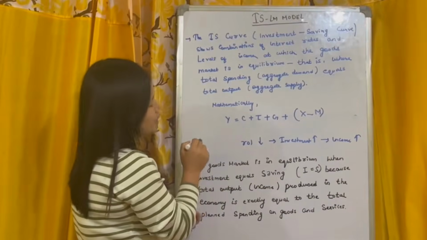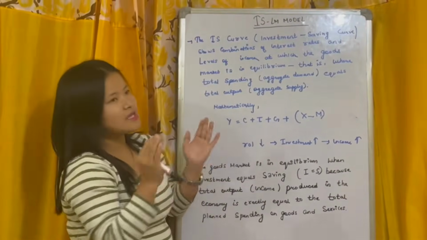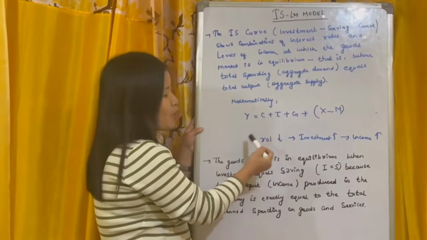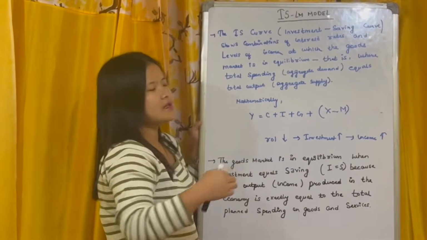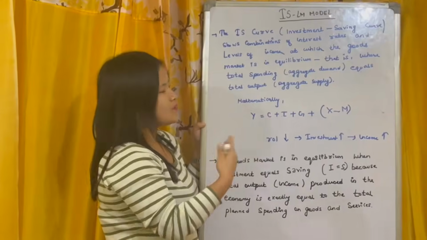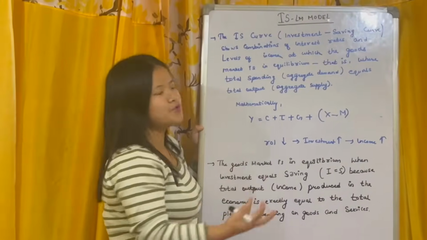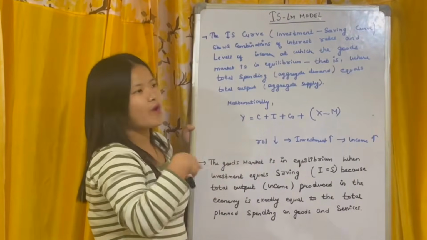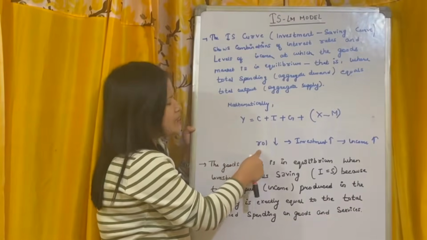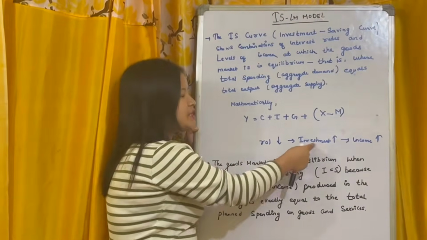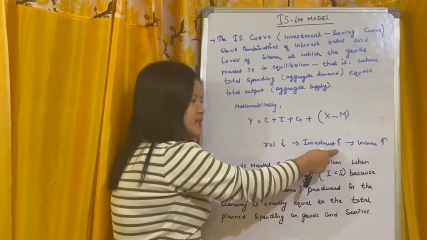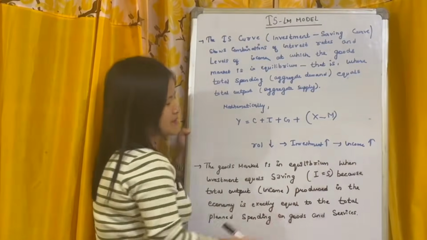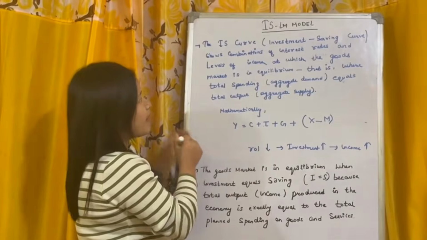First, we know that there is an inverse relationship between the interest rate and investment. Why? Because when investors want to invest, they have to take a loan from the bank, and the bank in return charges an interest rate. So when the rate of interest decreases, investment increases. Investment increases, it means income also increases. At the same time, savings also increase. This can be shown graphically by the IS curve.